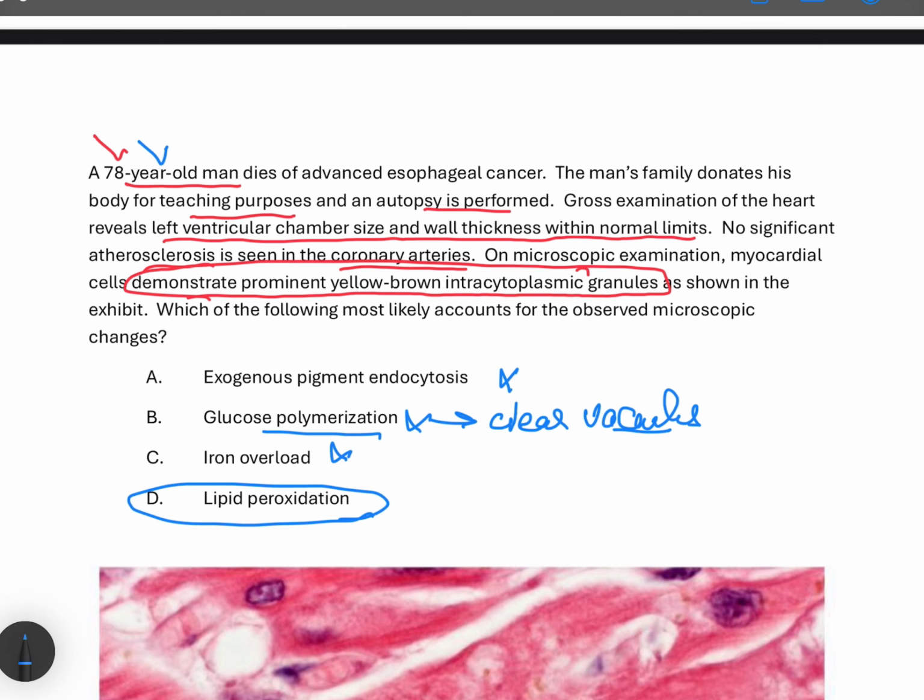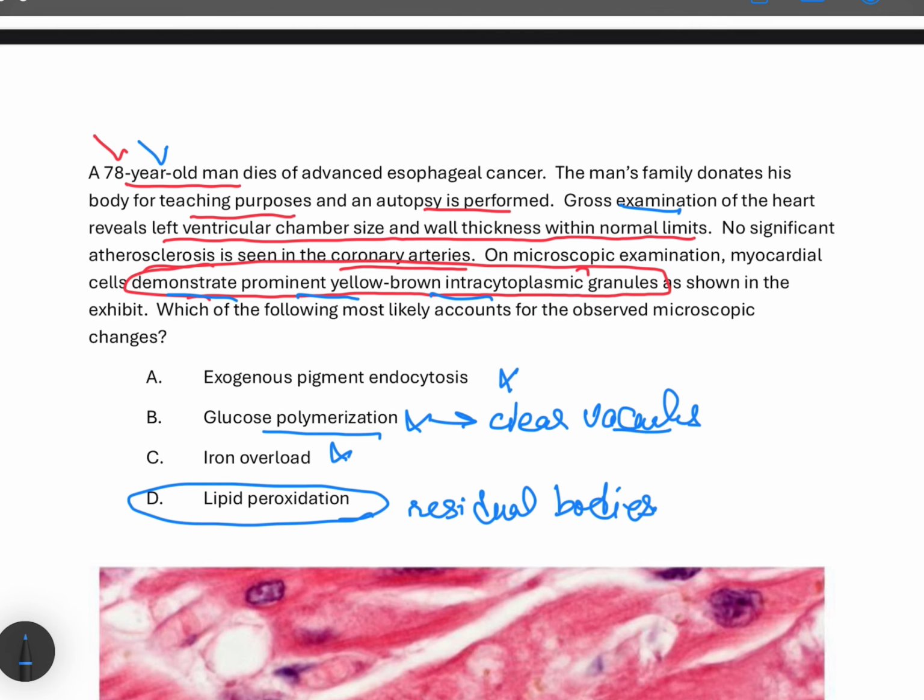But all these things are normal. If you check the gross examination of the heart and lungs, everything is okay and fine. There is a yellow pigment in the cytoplasm that is physiologically present due to aging, and it is due to lipid peroxidation. So the yellow-brown pigment within the cytoplasmic granules is also the residual bodies.